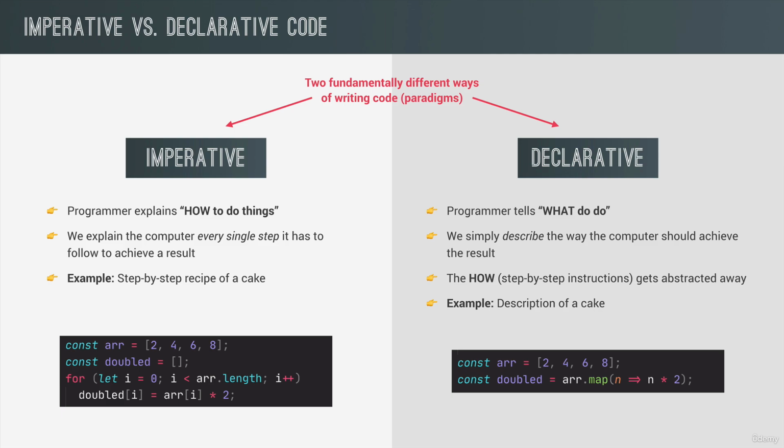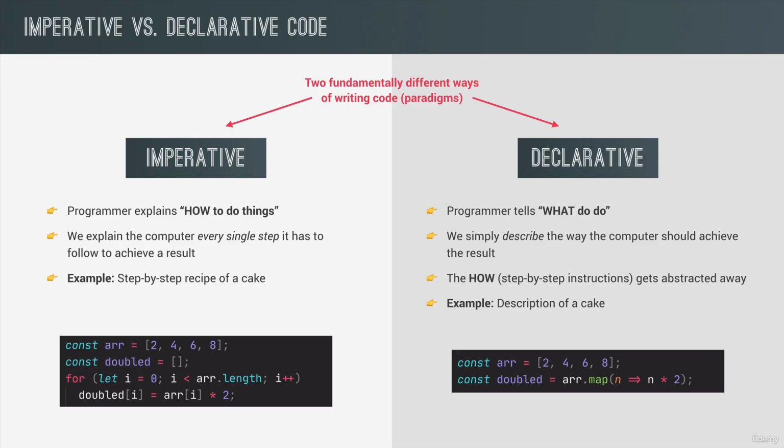And so if you compare this code example with the one on the left, then you will really see that in this example, all we are doing is describing the way that the computer should achieve the result that we are looking for. We are simply telling it what to do, which in this case is to simply map the original array onto a new array and doubling all the elements. But all these super detailed steps that we have on the left side, like creating an empty array and initializing a counter, all of these steps have been abstracted away because we don't really care about them.